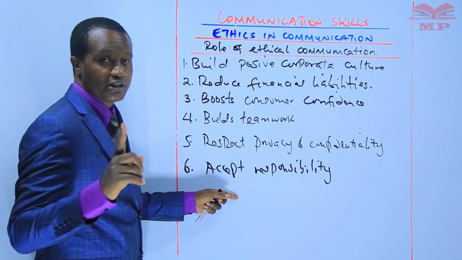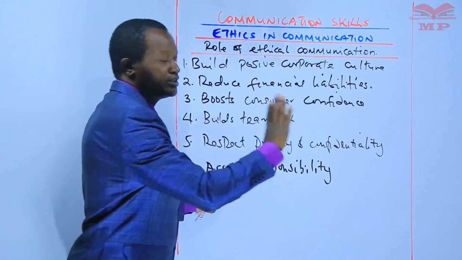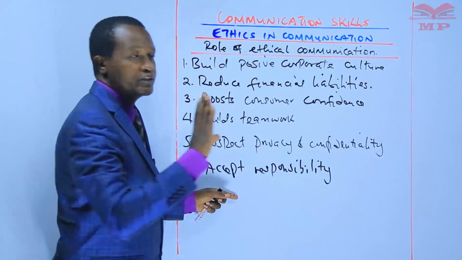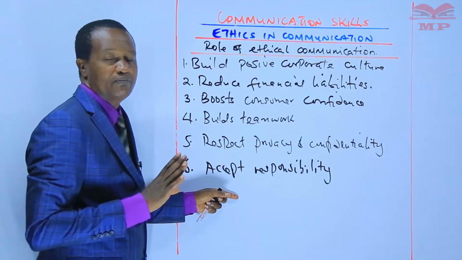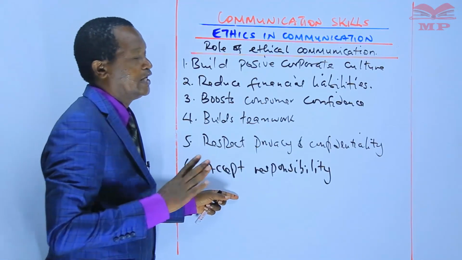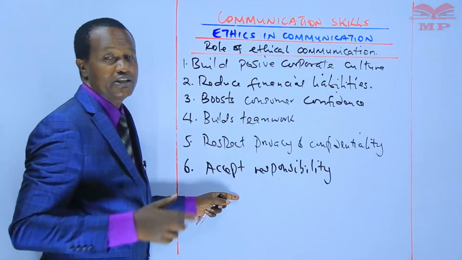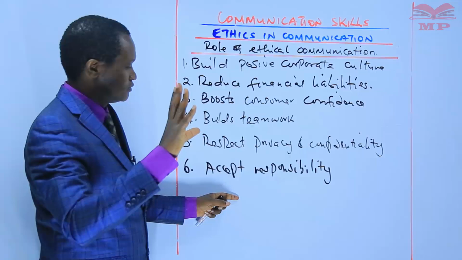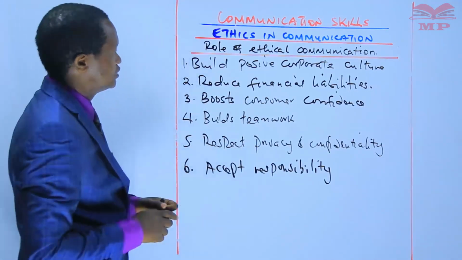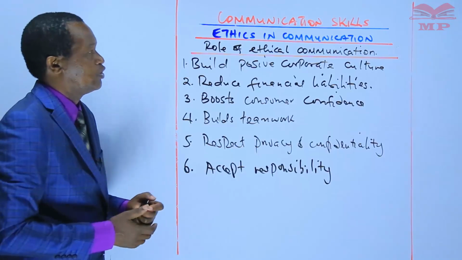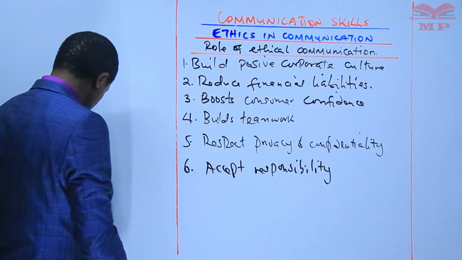Because in the beginning I said that communication or conveying messages comes with consequences. Whatever we say, we need to be aware that we'll take any liability as a result of the information that is relayed out. So these are 6 roles of ethical communication.